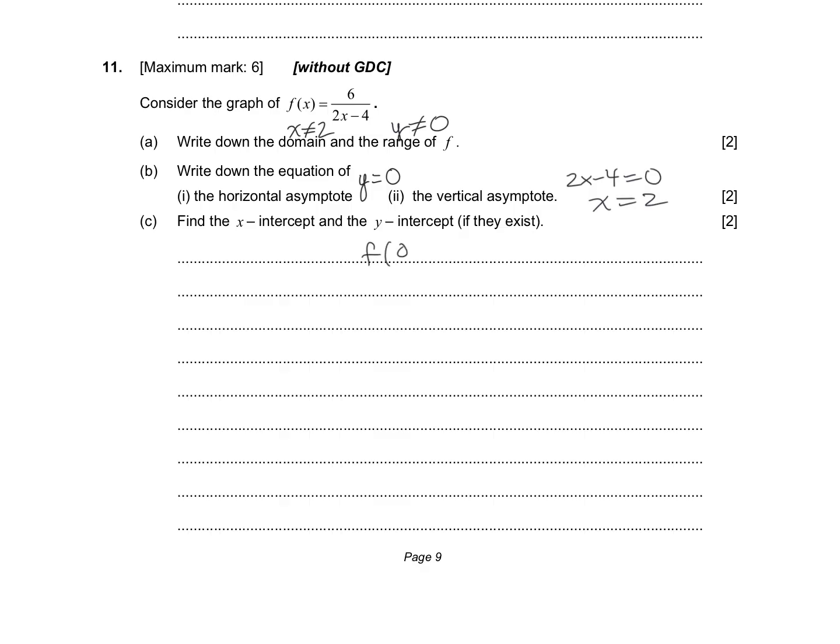X and y intercept, so we would do f at 0 for the y-intercept, and that's going to be 6 over negative 4, so negative 3/2. And if we set this equal to 0 to find the x-intercept, you cross multiply by the denominator, so that just goes away. So you set the numerator equal to 0, and clearly 0 does not equal 6, so there is no x-intercept.